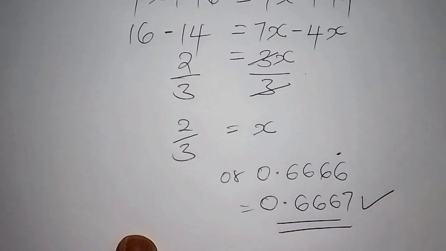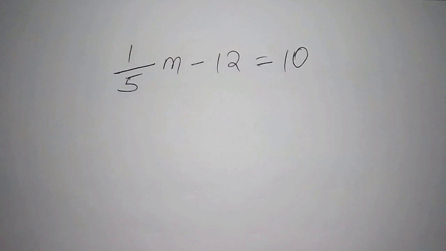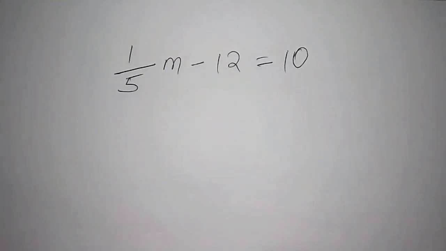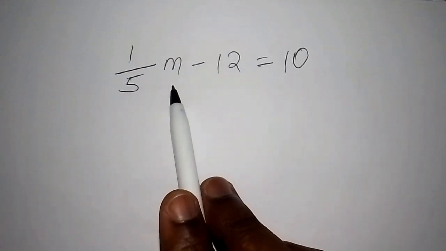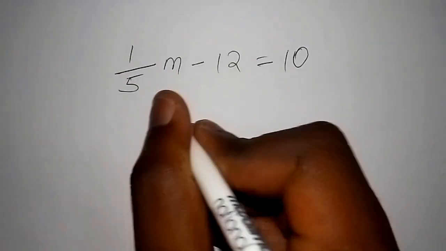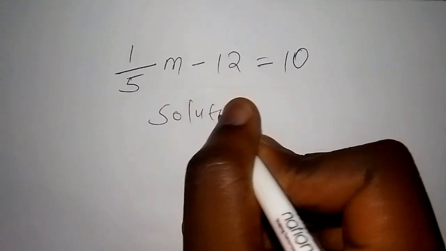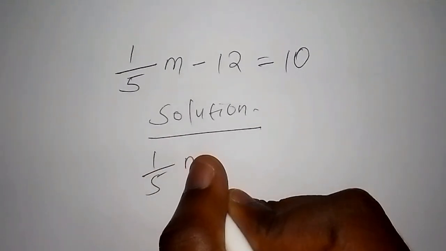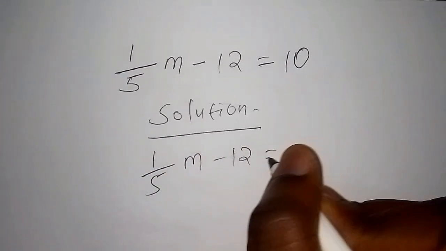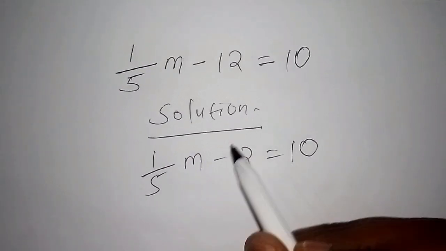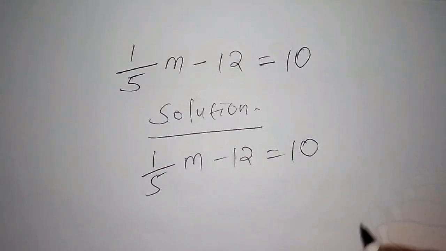So let's now move to the next one: 1 over 5 m minus 12 is equal to 10. So how do you go about this one? In this case, you are asked to find the value of m. So we shall start with the solution. We have 1 over 5 m minus 12 is equal to 10. We shall transfer minus 12 to the other side so that it becomes plus 12.